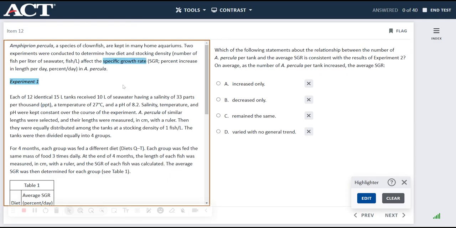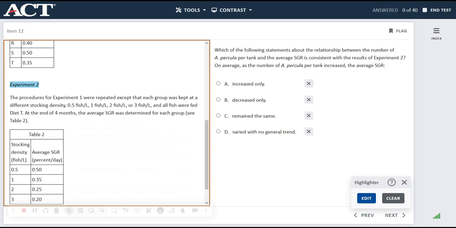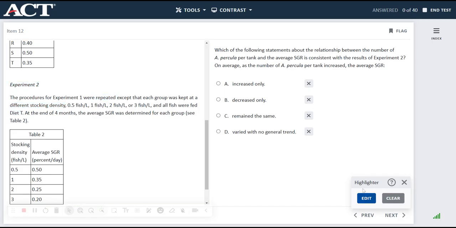And then the second experiment, experiment 2: procedures of experiment 1 were repeated, except that fish were kept at a different stocking density. So different numbers of fish per tank, and they're fed diet T. And that's it. You can go to the questions. So I'm going to clear my highlights.